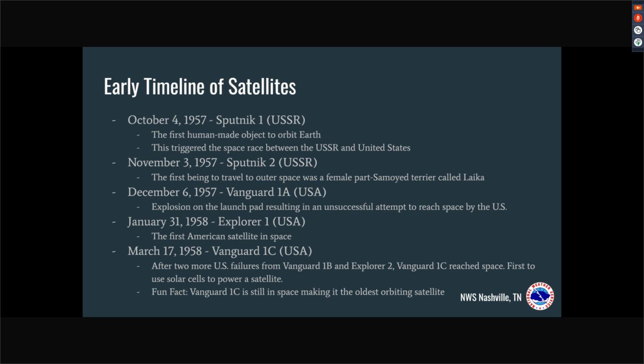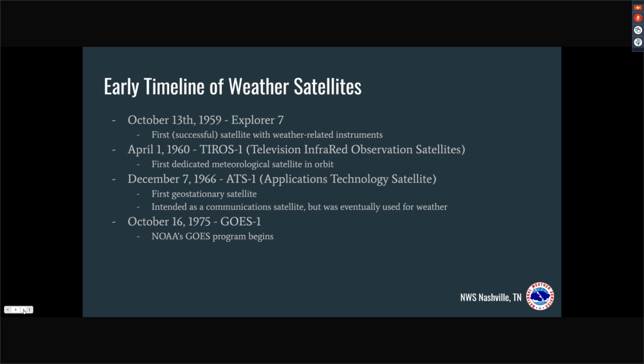By March, we were able to get some more technology on our satellites, and we had two failures between then. But something that's really cool is that the March 1958 Vanguard 1C satellite is actually still in orbit today. It's not sending any data, and we have no idea what it's doing, but we do know that it's still orbiting Earth and is still in space. It is the oldest orbiting satellite right now.